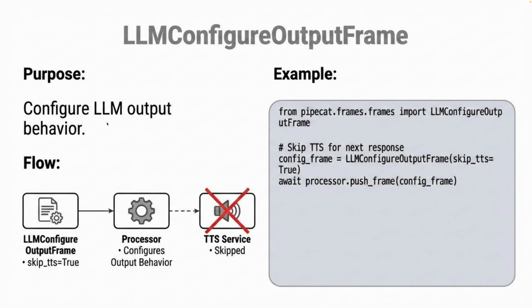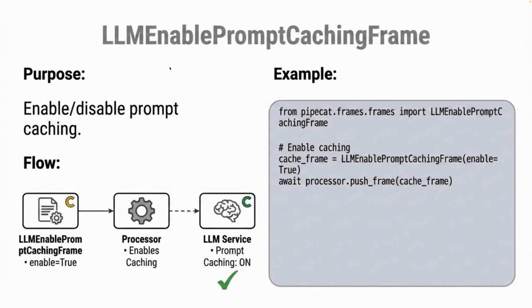If you want to configure LLM output behavior, maybe sometimes you would want the output in JSON, or maybe skip the TTS, then we can use this. So it configures the output behavior based on LLM output. Then we have LLM enable prompt caching. Sometimes you would want to cache a certain prompt, so we can use this to enable and disable it.